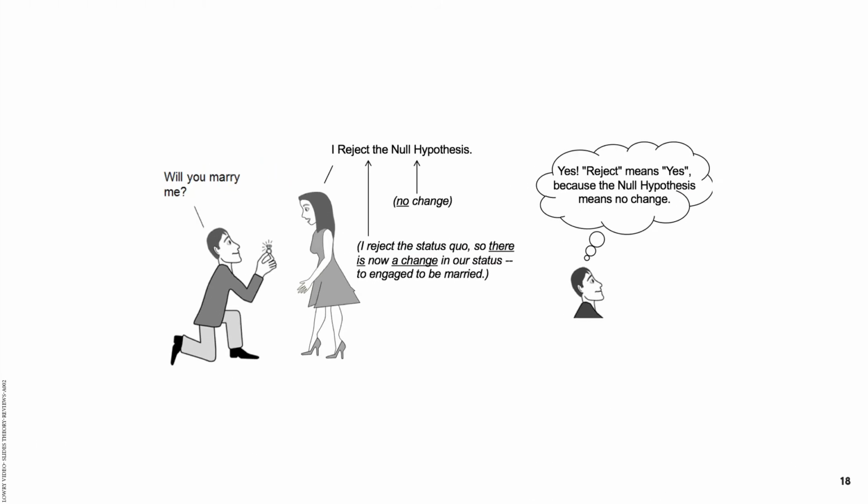Okay, so now that we have that clear, time for a little bit of humor. All right, so if you have two scientists, one is proposing to the other scientist, "Will you marry me?" She says, "I reject the null hypothesis." Now remember, null hypothesis means no change. To interpret this is saying, "I reject the status quo." So there is now a change in our status to be engaged to be married. And the male scientist is happy. Yes, reject means yes, because null hypothesis means no change. So be careful with this logic, however, in real world relationships outside of science.